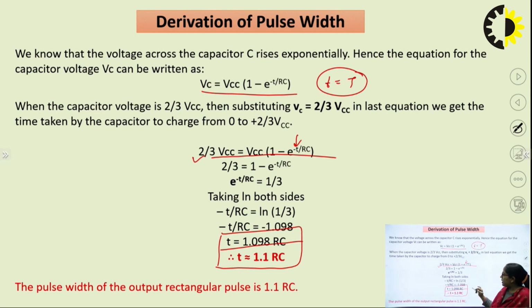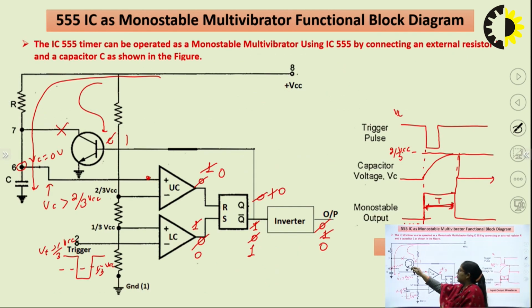So we can design this monostable circuit for the desired pulse width duration by selecting the proper value of the external resistor and capacitor that we have used at these two positions.